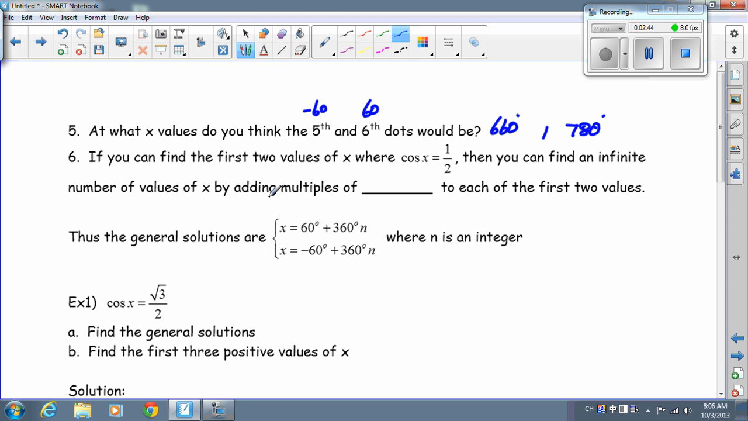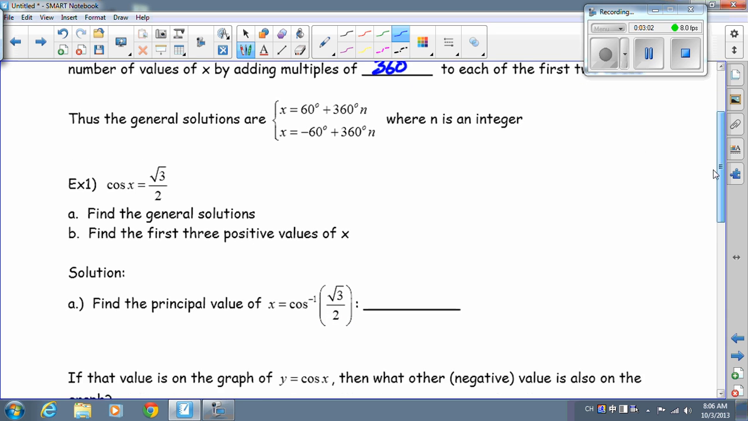By adding a multiple of 360 to the value of x, you should get all of them. Thus, the general solutions are 60 degrees plus 360n, and -60 degrees plus 360n. Actually, I should say and, because those two are important.